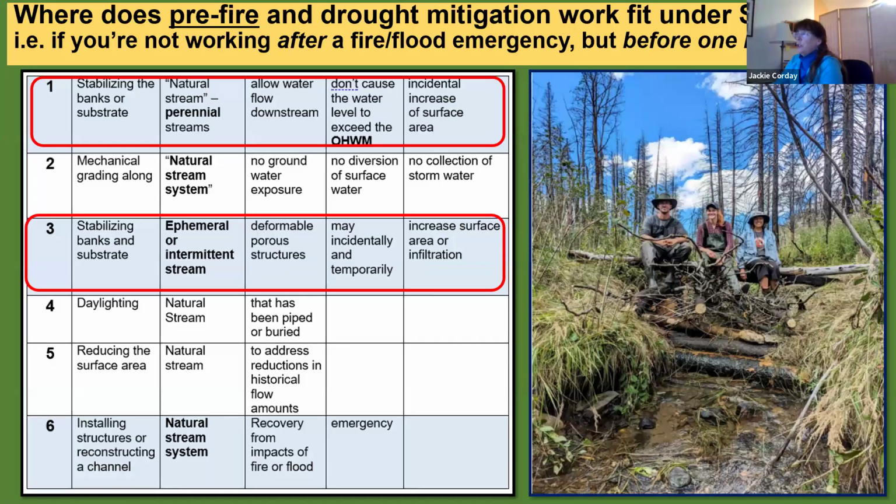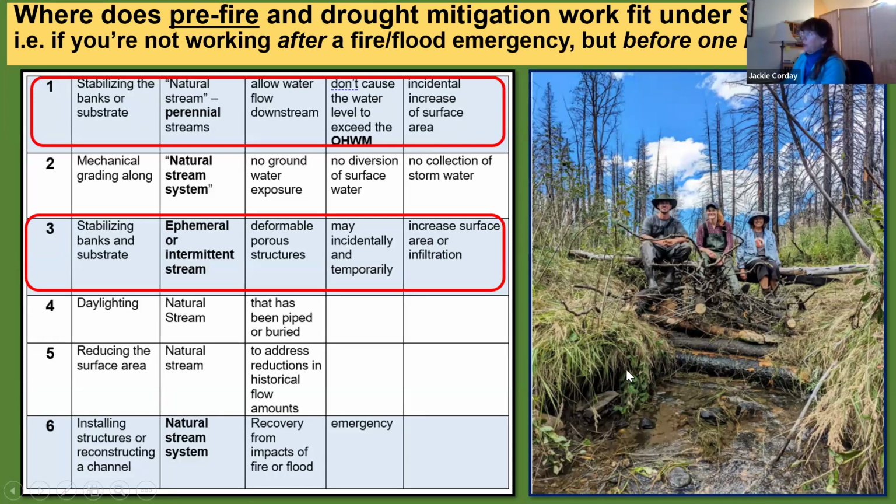So, okay, if you're going to do work before the fire, so pre-fire and drought mitigation work under SB 270, where does that fit? It fits right in those 2 categories that we've already spent a lot of time on going through. If you're working before fire, if you're working after fire, it's this one down here. And again, I show this picture because if you saw these trees, instead of being burned, if they were all green, well, then you'd be working under this one here, right?